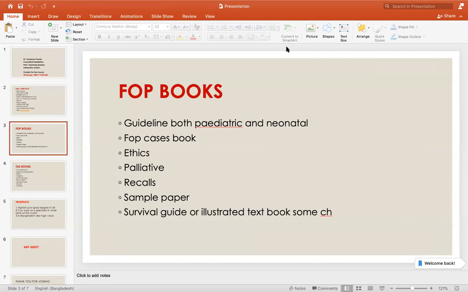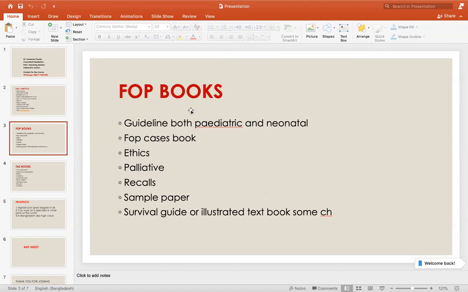Okay. And then I got the Red Book. I saw most of the chapters are similar, except two or three chapters that were added. So for the FOP exam, the main book is the guideline. Nowadays in RCPCH, they are highlighting the neonatal guideline and the neonatal chapters also.